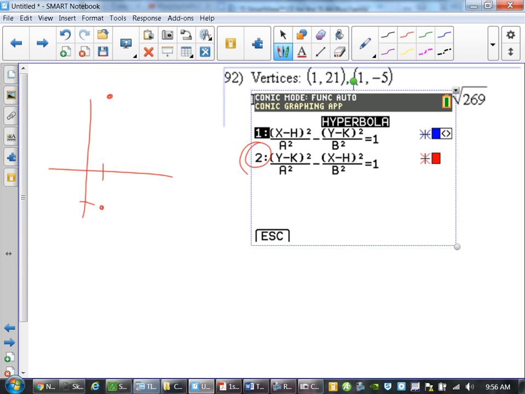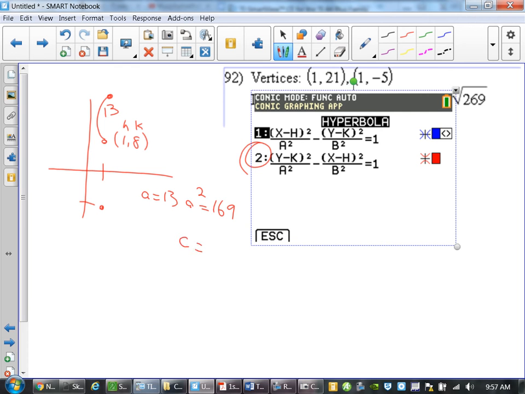What occurs halfway between the vertices? Center. What's 21 plus -5? 16. What's half of 16? 8. So my center is at 1 and 8. So there's my h and k. How far apart is 8 from 21? 13. So my a value is 13. So a squared is 169.